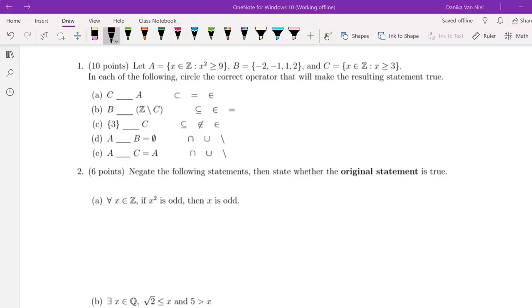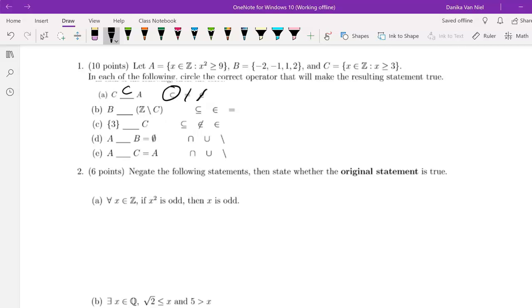Okay, so to start, what's the relationship between A and C? Well, C is not an element of A, so that's not that one. Let's see. 3 squared is 9. Any integer bigger than 3, squared, is going to give us something bigger than 9. So that's all the integers bigger than or equal to 3. Well, that's what C is.